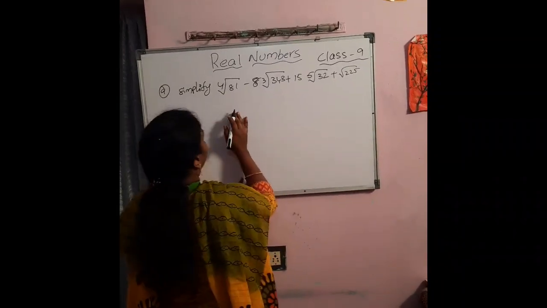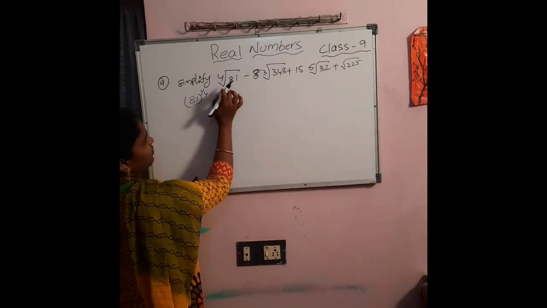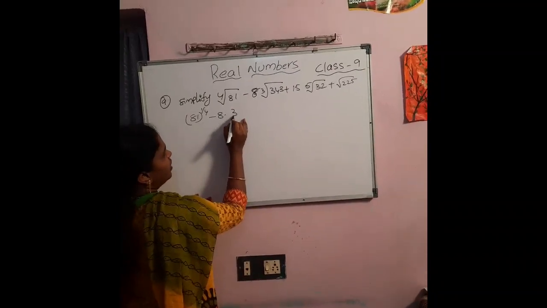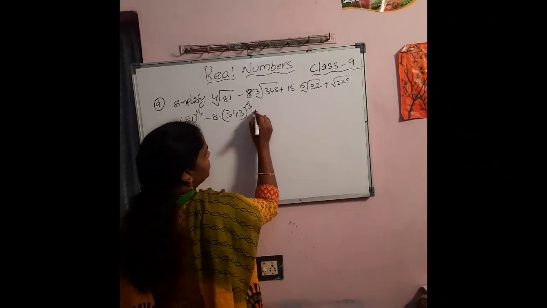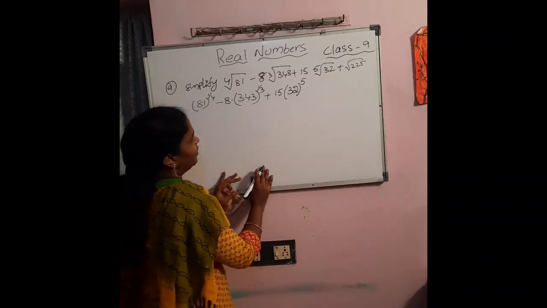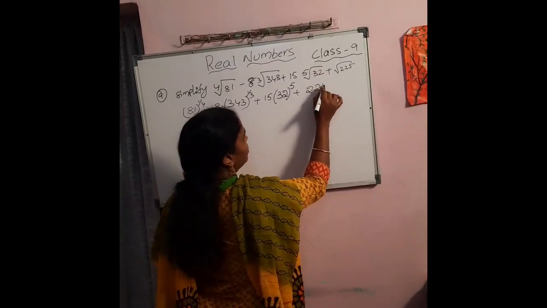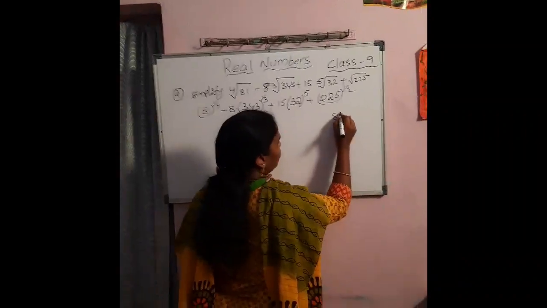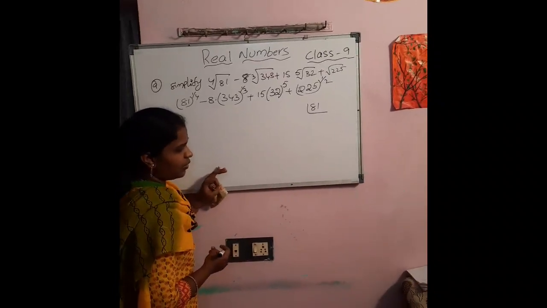81 can be written as 81 whole to the power of 1 by 4. If we remove the fourth root, it can be written as the power 1 by 4. And 8 into 343 whole to the power of 1 by 3, plus 15 into 32 whole to the power of 1 by 5, plus the root of 225 can be written as 225 whole to the power of 1 by 2. So 81 should be taken in the powers of 4. I have to write the rational number in the powers of 4.